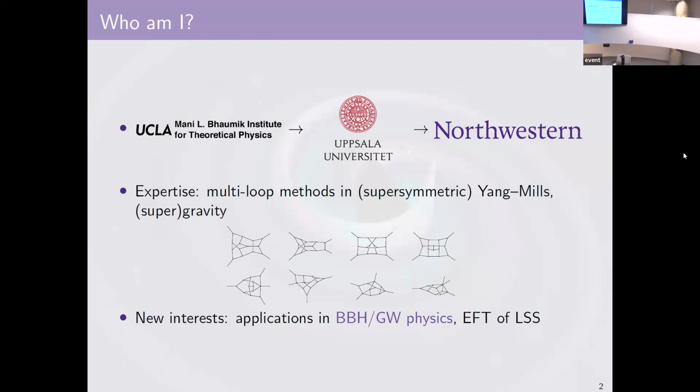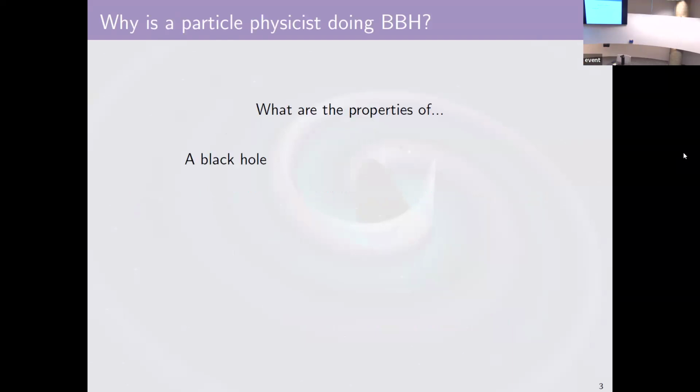After playing around a lot with these multi-loop methods, now I'm exploring various applications, as we'll see here, in binary black hole and gravitational wave physics, and moving a little bit towards EFT of LSS. Now, you might say, what is a particle physicist doing studying binary black holes, and even longer term studying EFT of LSS stuff? Essentially, it's a lot of toolkit stuff that crosses over.